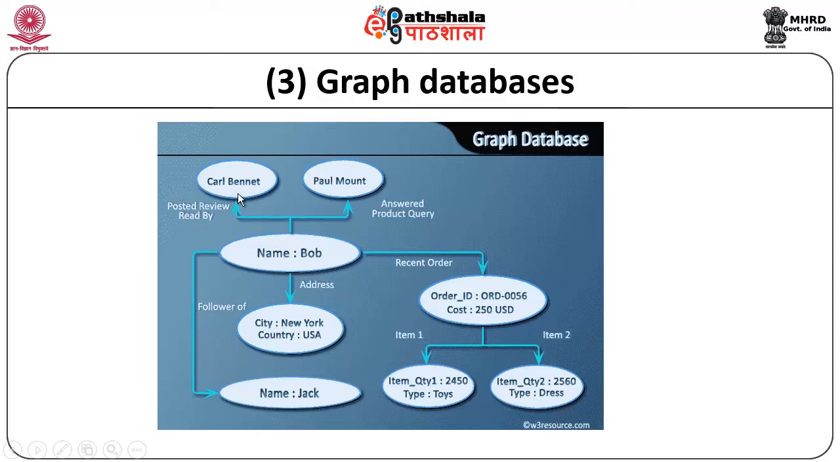Bob is also associated with two other entities, say the reviews that are posted by Bob. Bob has posted about two authors. Bob has answered a specific query in a particular blog. In the same website, Bob might have ordered a particular product. So, the order ID and other details are here. The order may be associated with multiple items. The details of the items, everything is represented in the form of nodes and edges. So, this is how data is visualized in graph databases.